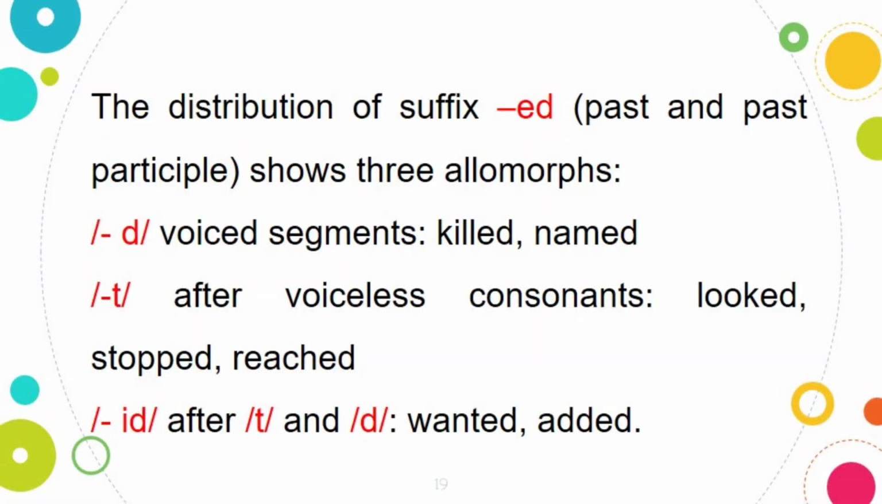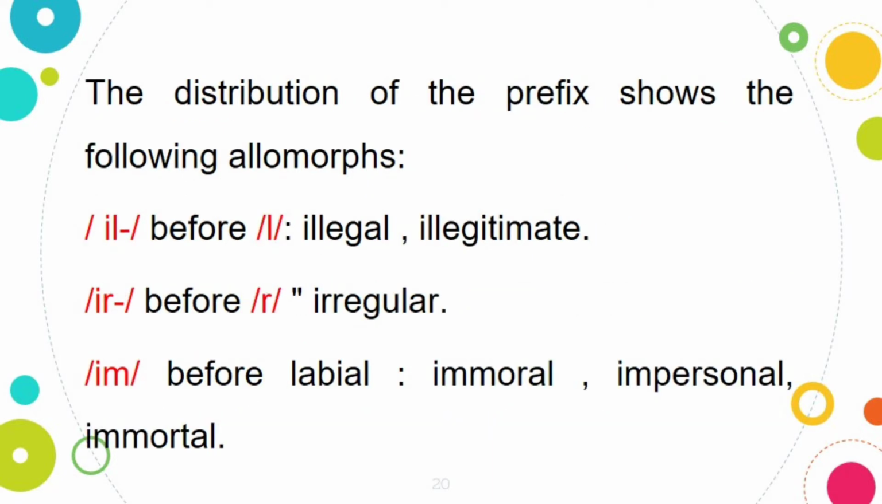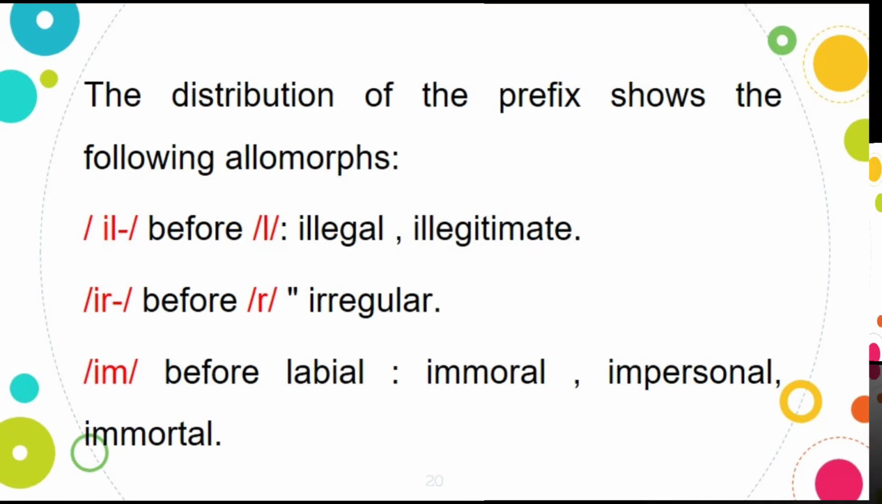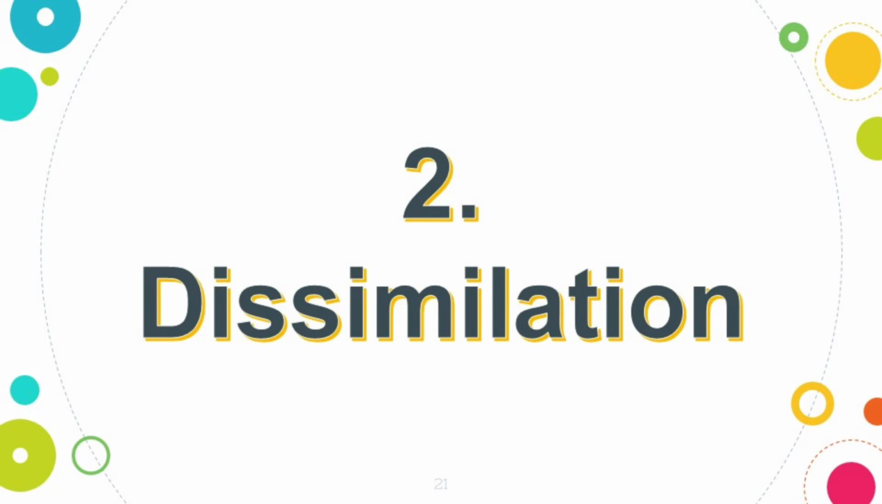The distribution of suffix ed, past and past participle, shows three allomorphs. These are d after voiced segments, killed, named; t after voiceless consonants, looked, stopped, reached; id after t and d, wanted, added. The distribution of the prefix in- shows the following allomorphs: il before l, illegal, illegitimate; ir before r, irregular; im before labial, immoral, impersonal, immortal. The second process is dissimilation.